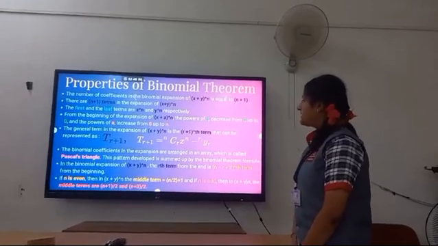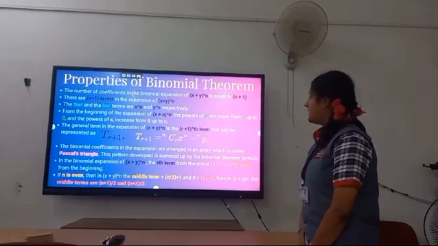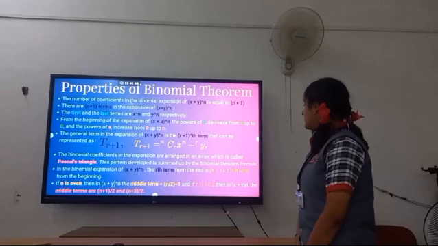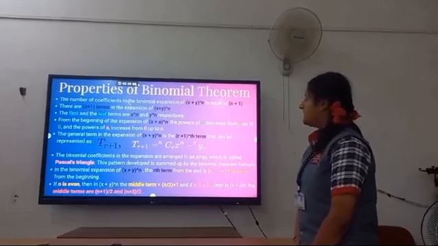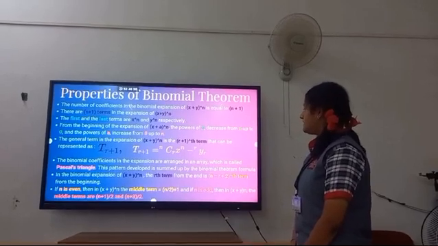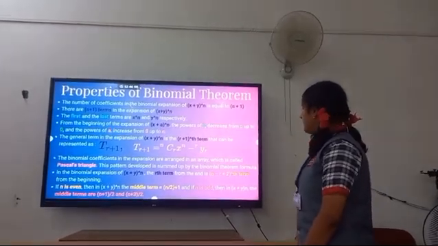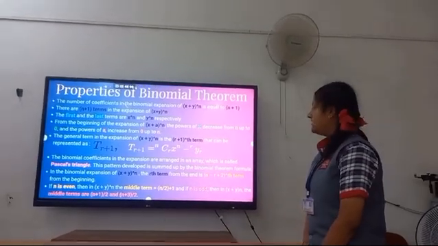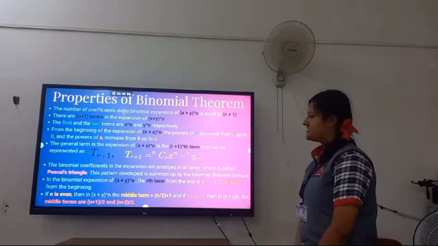In the binomial expansion of (x + y)^n, the rth term from the end is the (n - r + 2)th term from the beginning. If n is even, then in (x + y)^n, the middle term is the (n/2 + 1)th term, and if n is odd, then in (x + y)^n, the middle terms are the ((n + 1)/2)th and ((n + 3)/2)th terms.